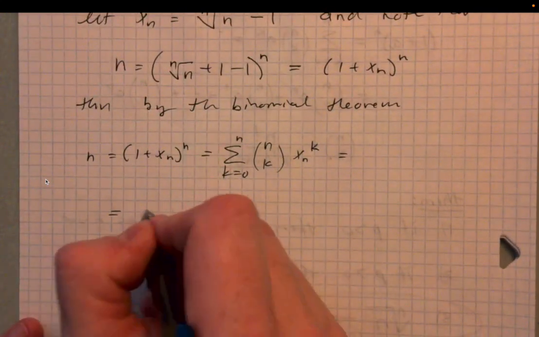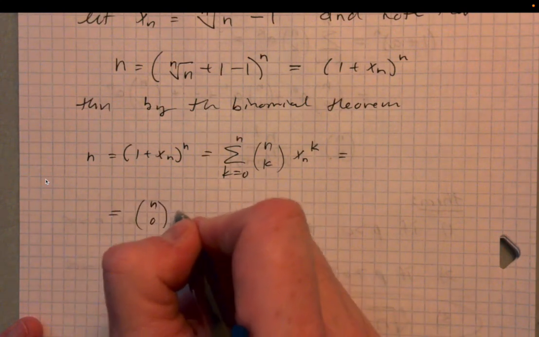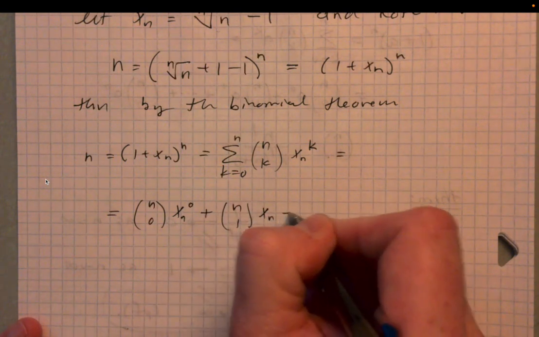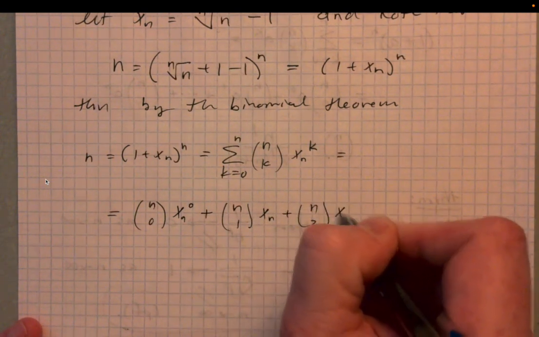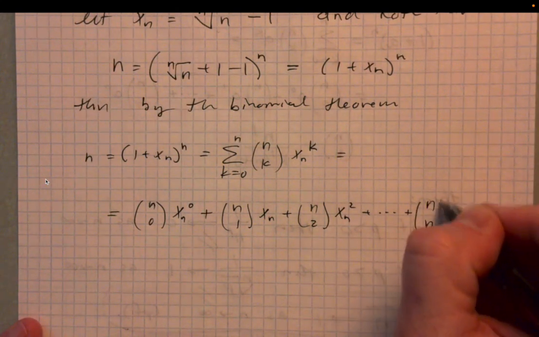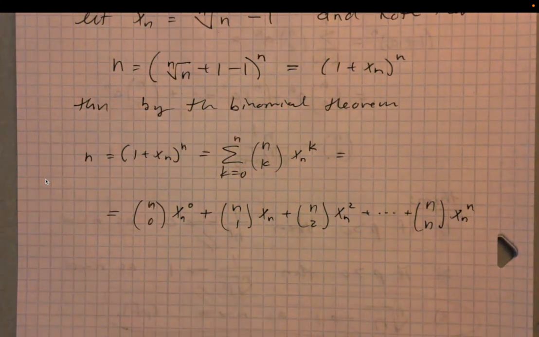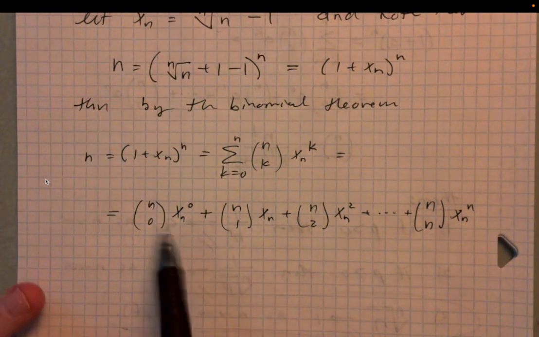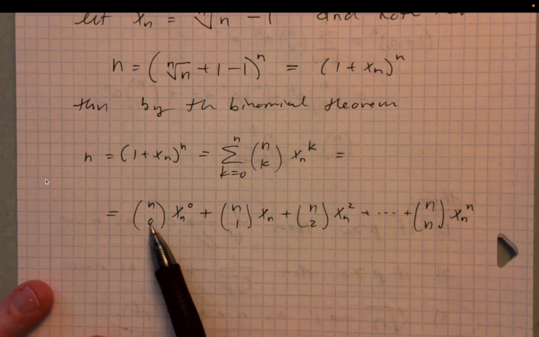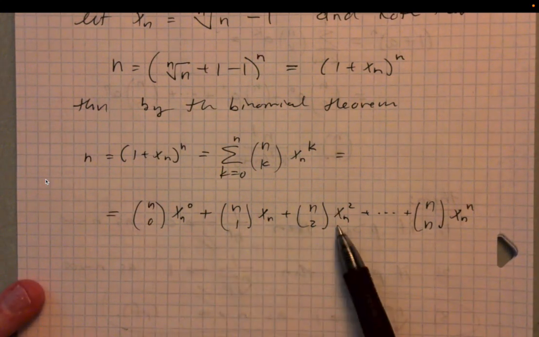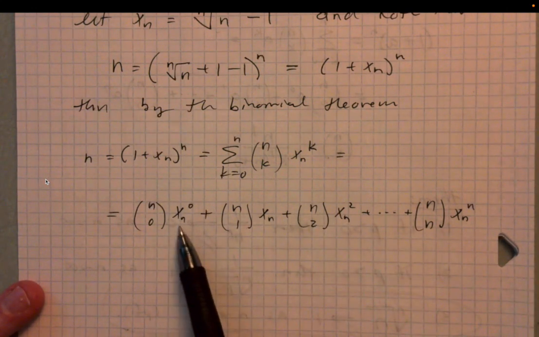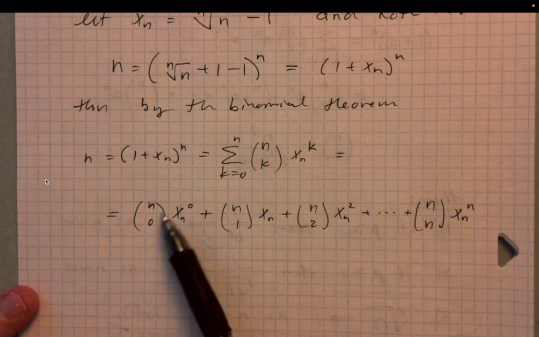But this is going to be equal to n choose 0 times x sub n to the 0, plus n choose 1 times x sub n, plus n choose 2 times x sub n squared, plus dot dot dot, plus n choose n times x sub n to the n. Okay, now there are n plus 1 terms here. And all of these terms are positive, right? The choose terms are always positive, and x sub n is always positive, and we're raising it to some power, so it remains positive.